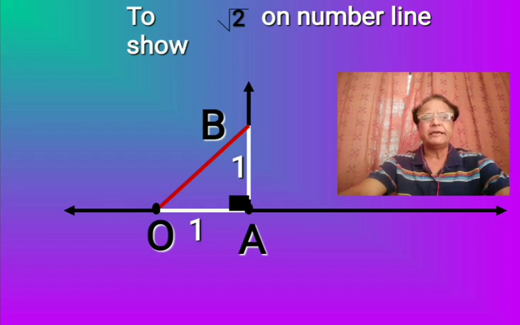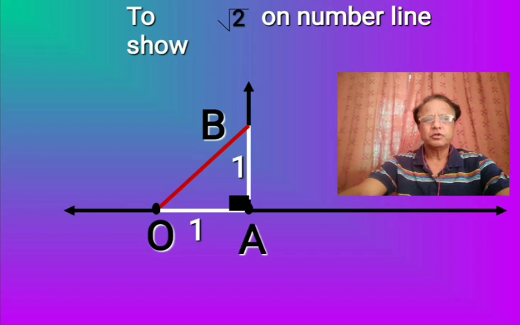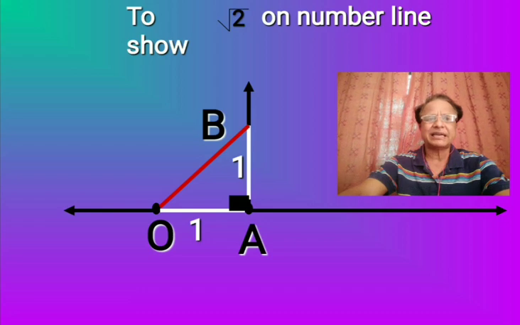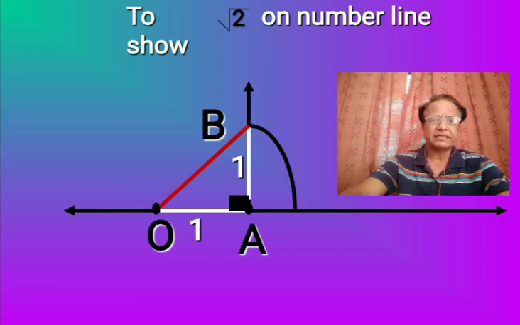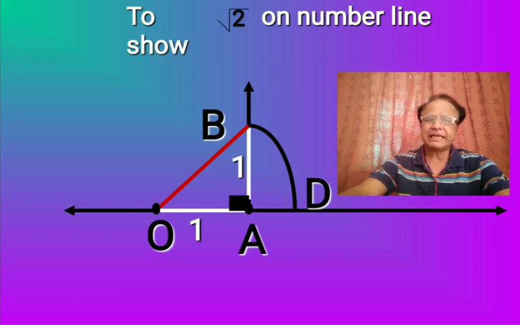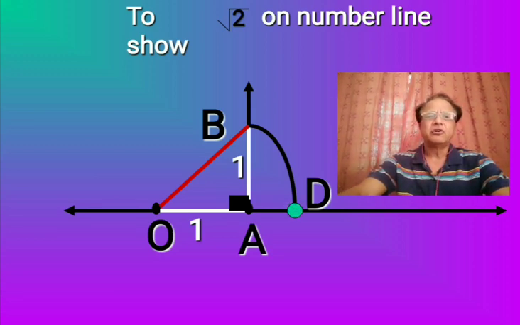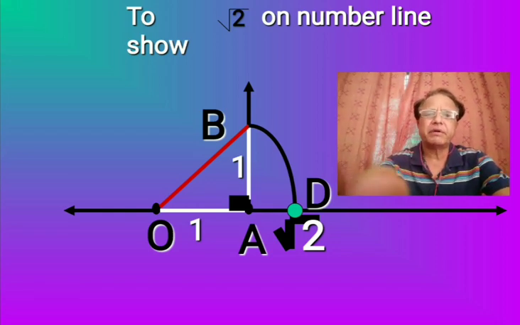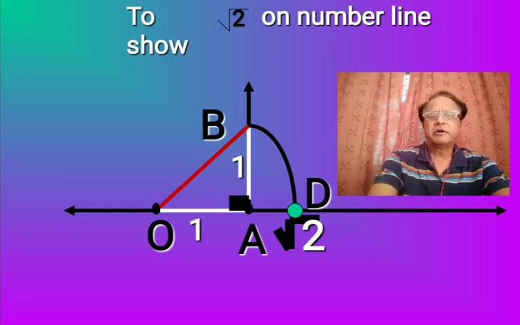Now if we keep our compass at point O, the steel part, and the pencil part at point B, and if we make an arc like this, it will be like this. The foot point of that arc, say it as D, indicates root 2 on the number line. This is a very simple procedure, students.